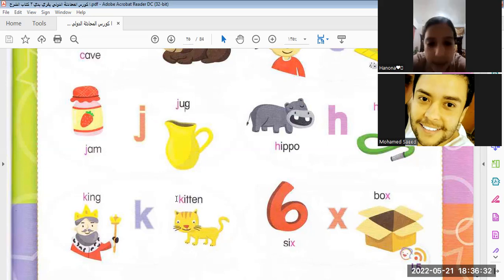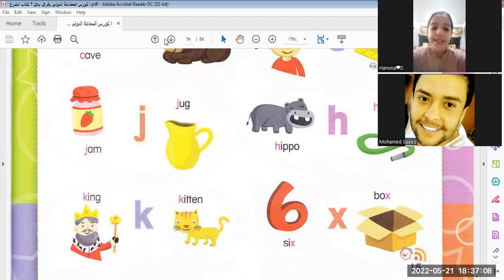Kitten. Short I and short E. Hannah, can you tell me the difference between short I and short E? Hannah, I can't see you. Okay, clear now. Can you describe or explain the difference between short I and short E? How can we pronounce letter I and letter E?